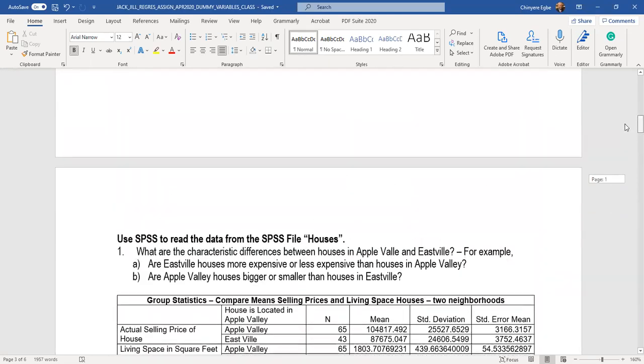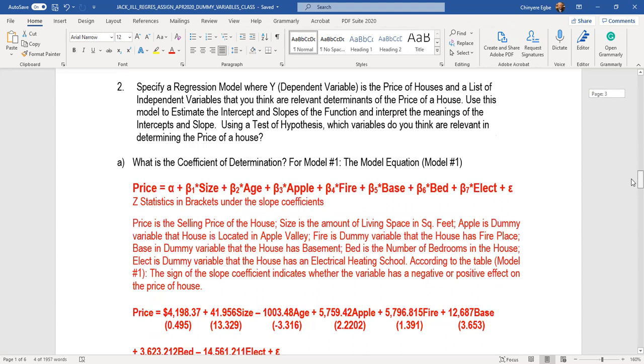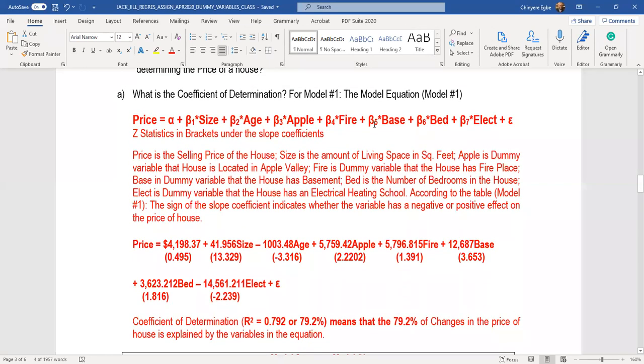And according to this, Eastville is 0. Eastville has a value of 0. So as a dummy variable, you're not going to see it in the model equation. What you're going to see in the model output is Appleville, which has a value of 1. So if you are evaluating this model, you have to put a 0 here for Apple. So instead of 5759, you make this a 0. Did you hear me? Hello?